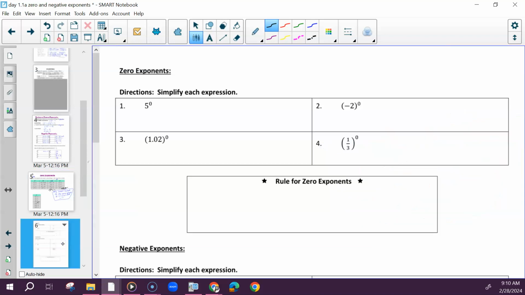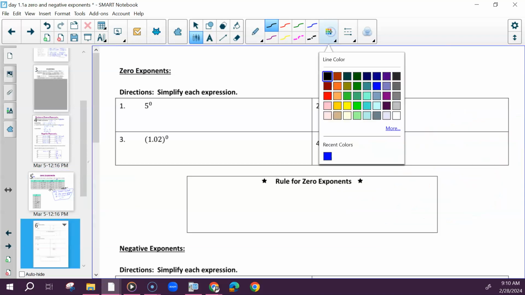So we're going to do some of these examples, and then you'll have some time to practice, and then we'll come back and talk about some other things.